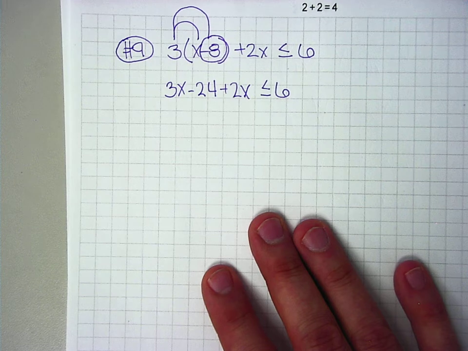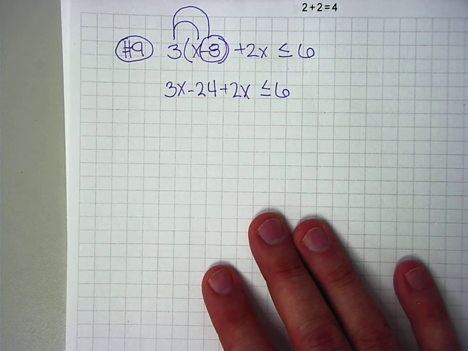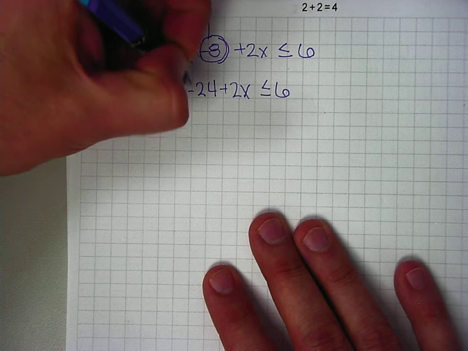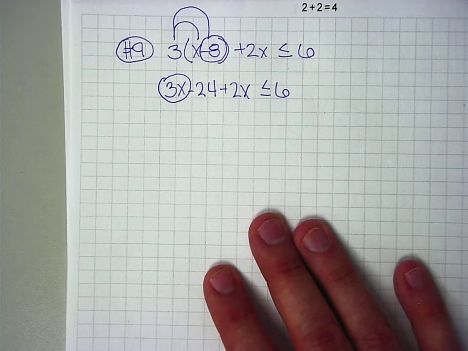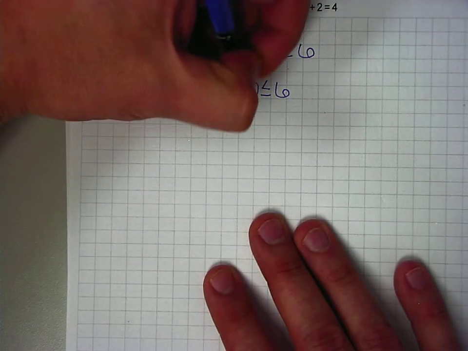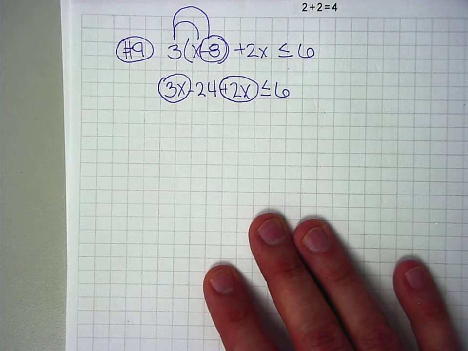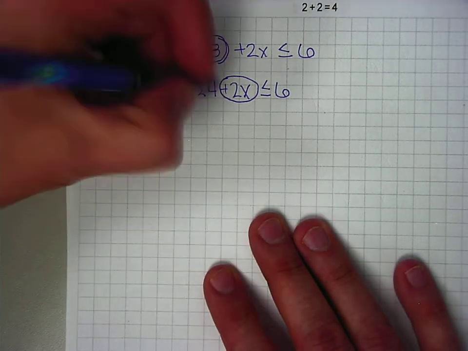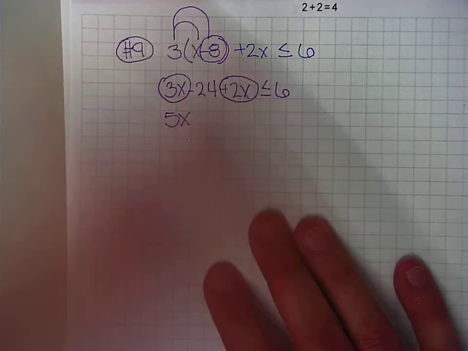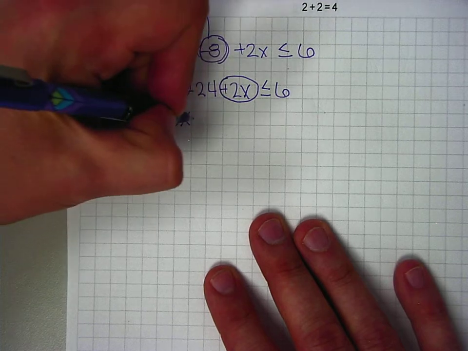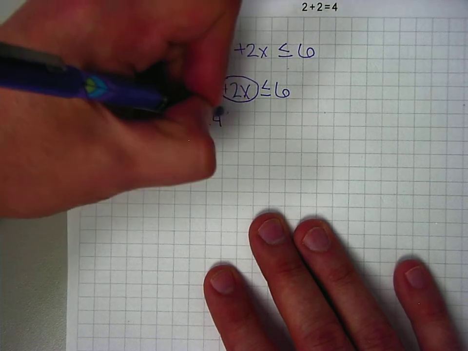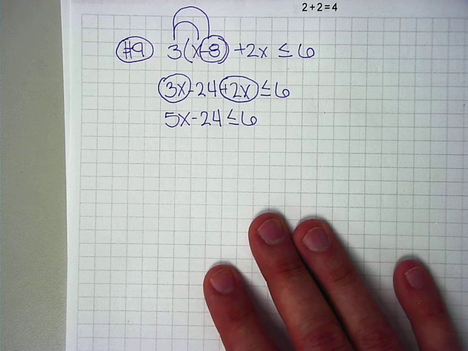Continuing on, I need to now combine like terms. So in this case, the only thing I can combine on the left side are the x's. So I have positive 3 x's there, and I'm going to combine those with plus 2 x's. 3 x's plus 2 x's are 5 x's. I have this minus 24 that falls down, as well as my inequality symbol and my number 6.